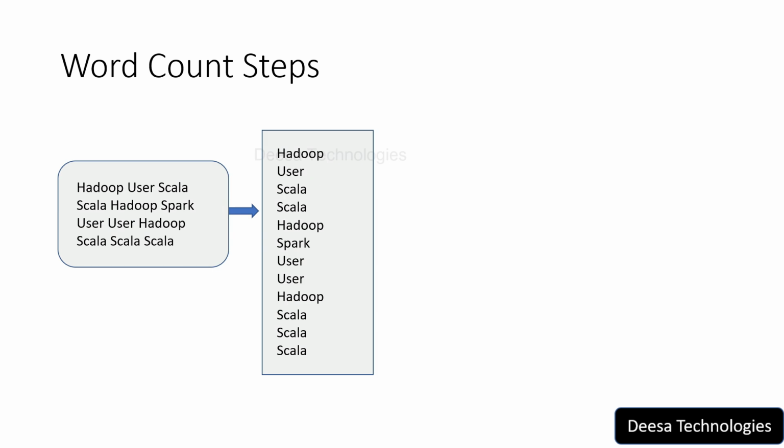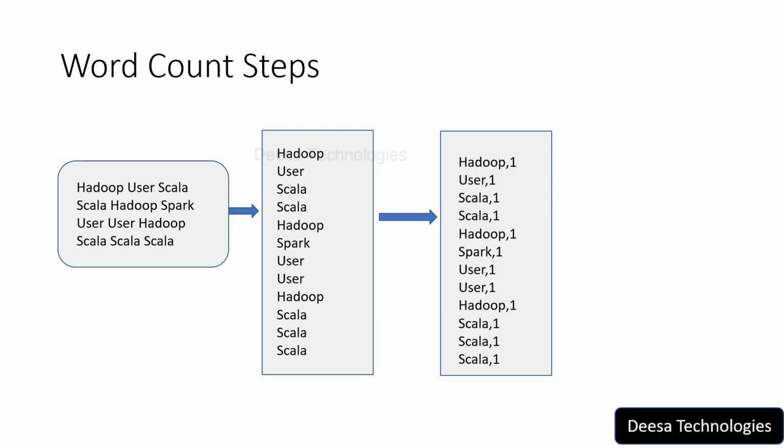Now once you flatten the data, to every element you assign a key, you just give it the value 1. So Hadoop 1, user 1. So every word you give the value 1. And then you group the data. So you group the data on key, so Hadoop, and then you make a sum, like Hadoop is occurring 3 times, user is occurring 3 times, Scala 5, and Spark 1. So this is the process of MapReduce. The same process we'll follow in Spark as well.